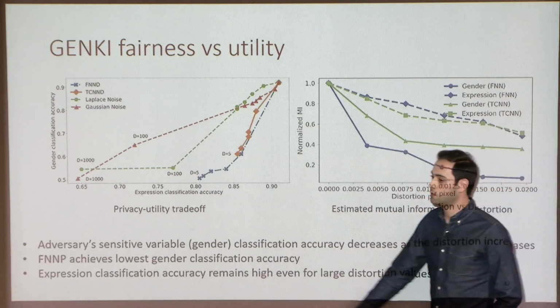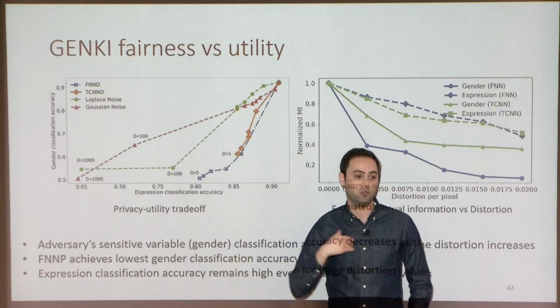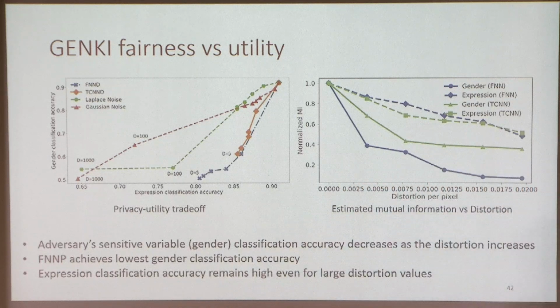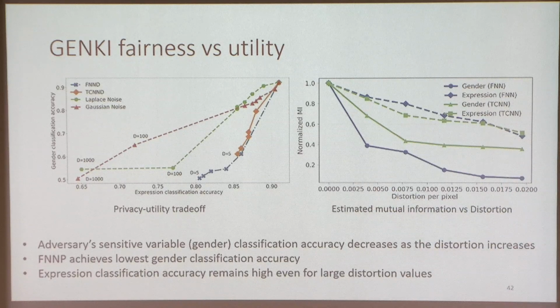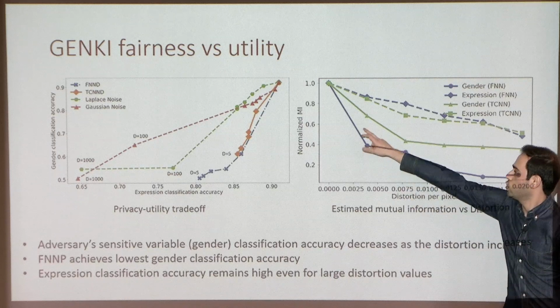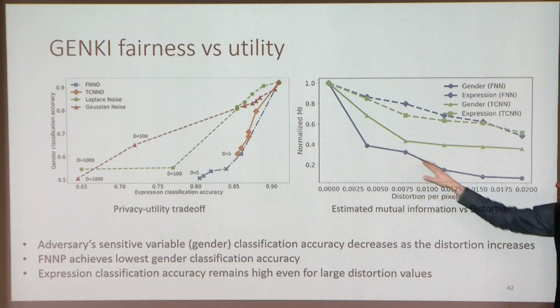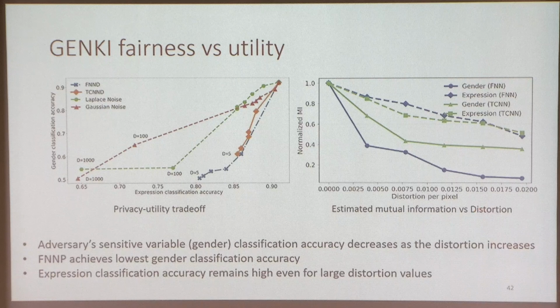Now, I'm comparing this to methods that would just take the data and add noise directly to the data. I could add Laplace noise, or I could add Gaussian noise to the data, and then see what I get in terms of gender classification or expression classification, and that's not a good strategy for this specific problem. And after I create these representations, I can estimate the mutual information between the representations and the sensitive attributes. This is just to show that mutual information is dropping as I increase the distortion budget that I have.